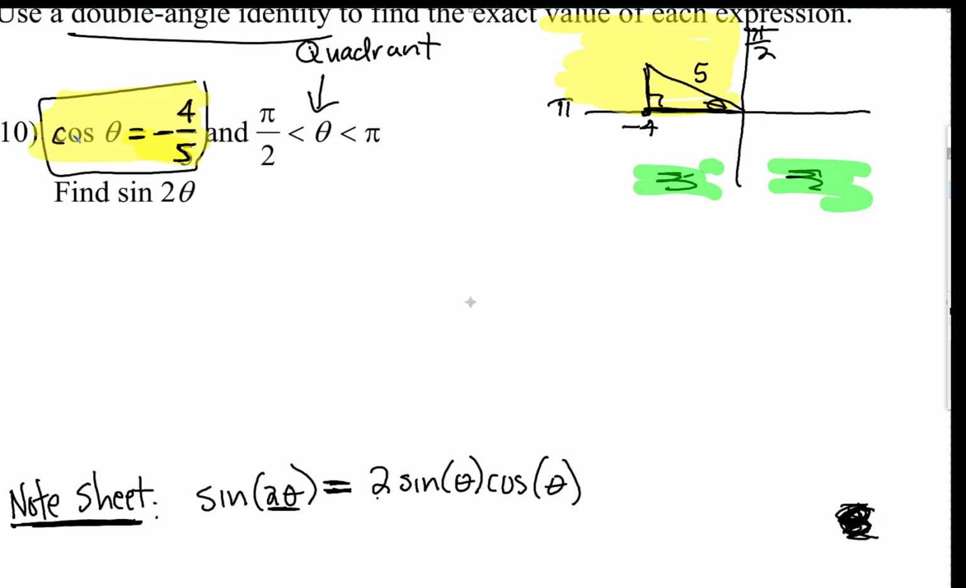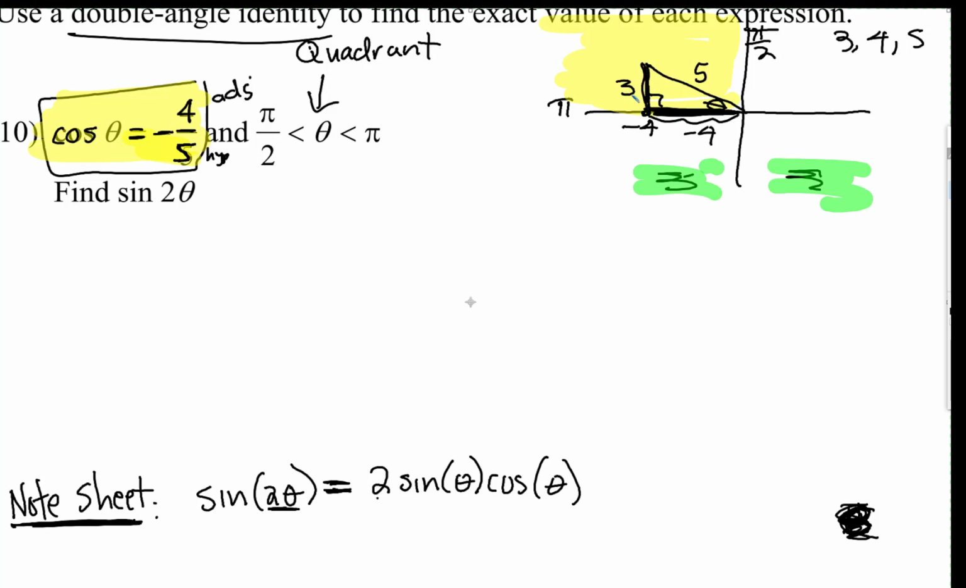The information they give us is cosine theta is negative 4 over 5. Well, remember, that's the adjacent over the hypotenuse. So I know that I went negative 4 from 0. I went over negative 4. So that adjacent side is negative 4. The hypotenuse is 5. Well, this is a Pythagorean triple, so I know automatically, 3, 4, 5. And it doesn't really matter if that's negative, because negative 4 squared is positive 16. So it's okay that we went in a negative direction. The 3 is in a positive direction.